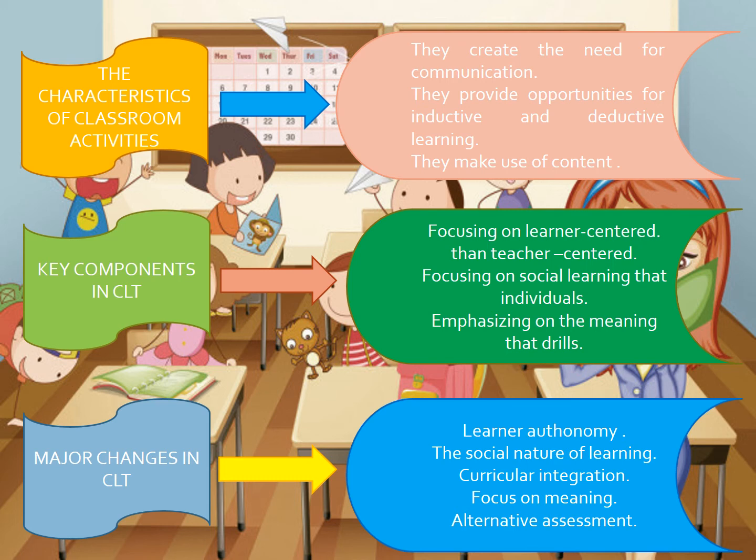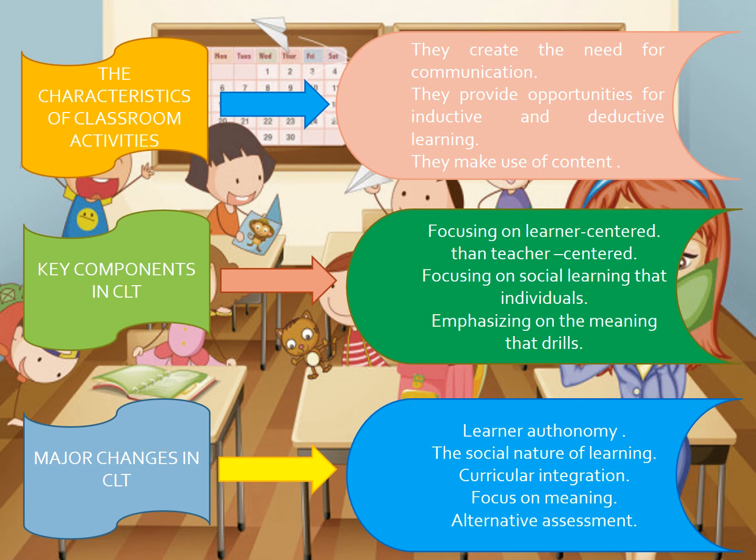The first one is learner autonomy. Learner autonomy refers to when learners choose their own learning, both content and process. The second one, the social nature of learning. Learning is a social activity which depends on interactions with others. The third one is curricular integration. English is not a standalone subject but is linked to other subjects in the curriculum.